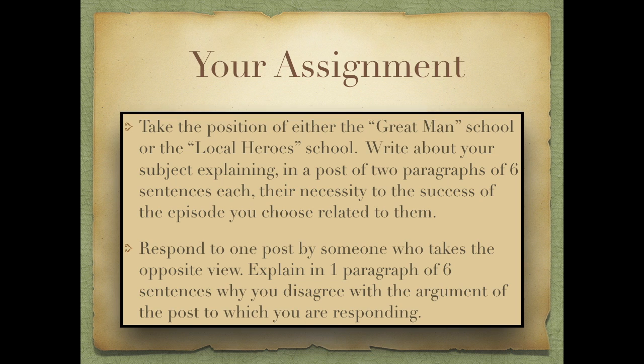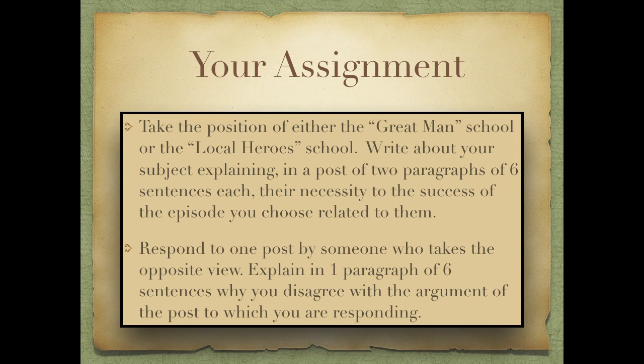Your assignment is to take the position of either the Great Man School or the Local Hero School, being most pivotal to the achievement of civil rights. Write about your subject, that is, that you believe that the Great Man School is correct or the Local Hero School is correct, that local heroes were more important than great men or vice versa. Write about your subject explaining in a post of 2 paragraphs of 6 sentences each their necessity to the success of the episode you choose related to them.